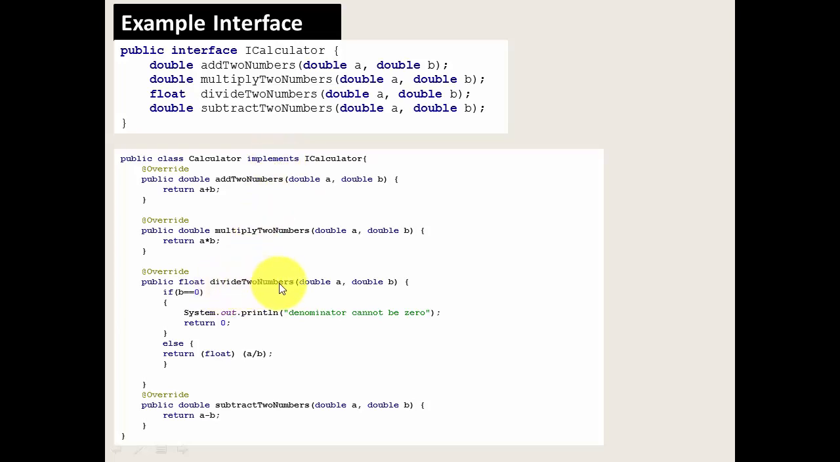In the divideTwoNumbers method, I added some error handling. This method has two parameters, double A and double B. So if B equals zero, then System.out.println denominator cannot be zero. When we divide numbers, we should always check the denominator, make sure it is not zero. Then, if B is not zero, return A divided by B, and we convert this number into float in order to capture some decimal points.